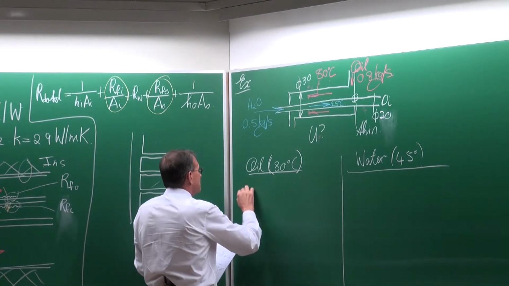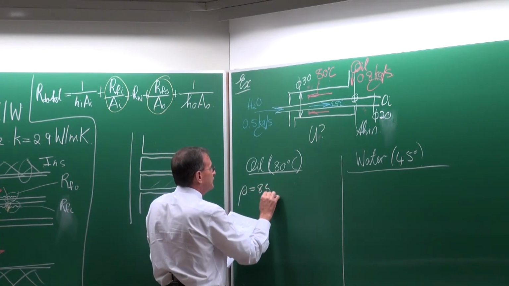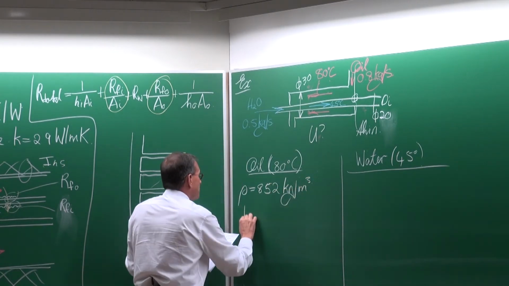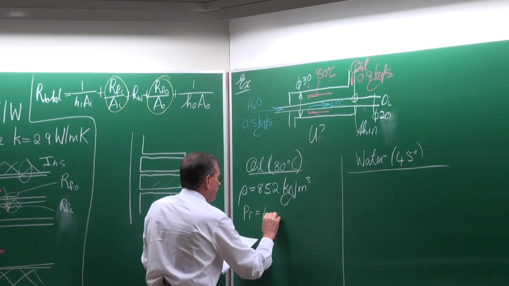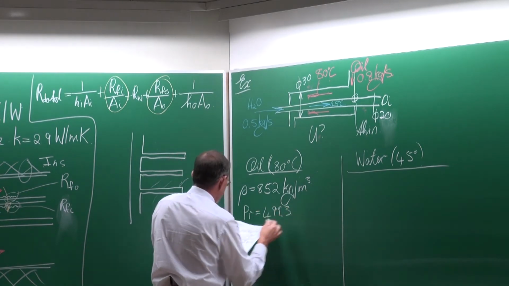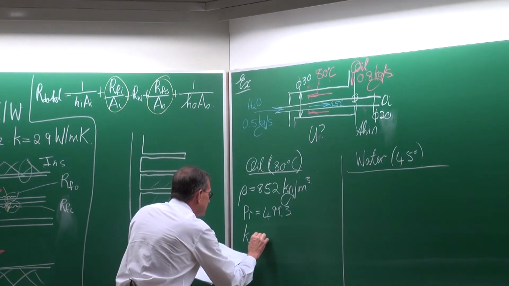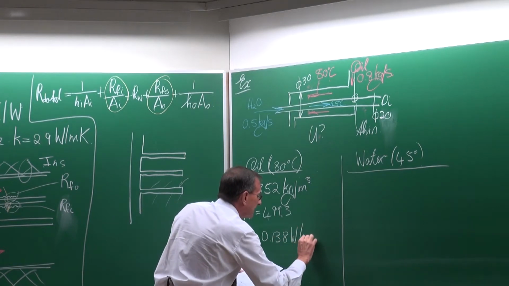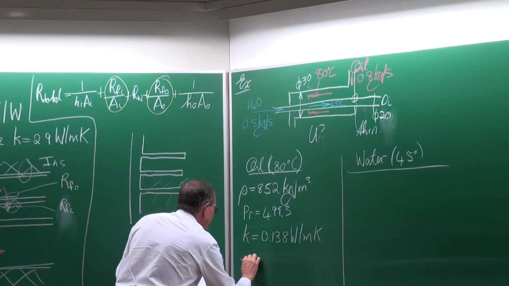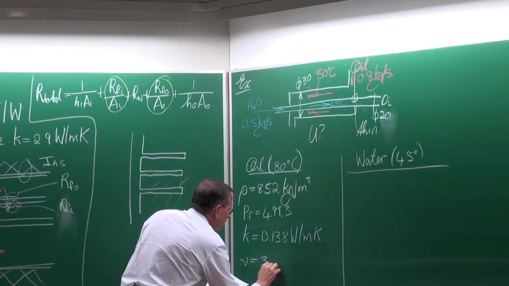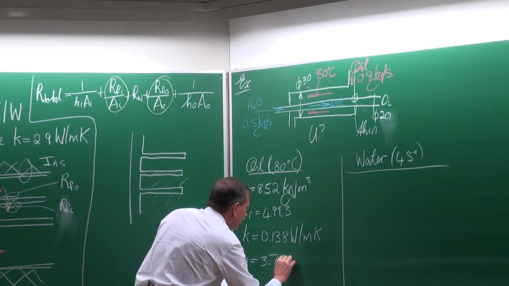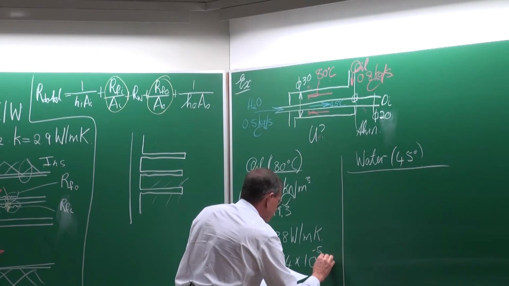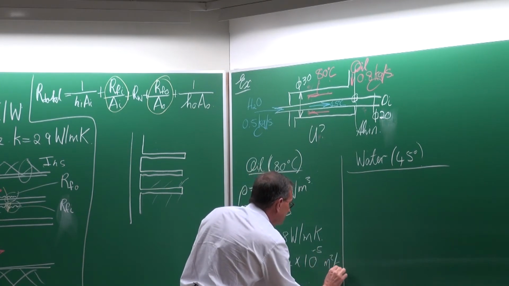The oil properties: the density is equal to 852 kilograms per cubic meter. The Prandtl number is equal to 499.3. The thermal conductivity k is equal to 0.138 watts per meter Kelvin. And the kinematic viscosity is equal to 3.794 multiplied by 10 to the minus 5 square meters per second.